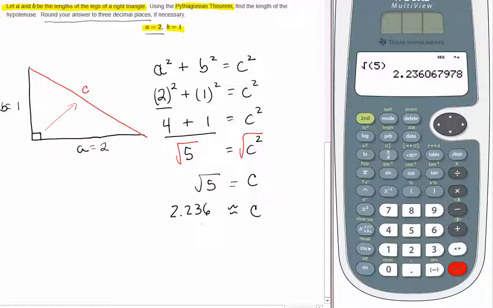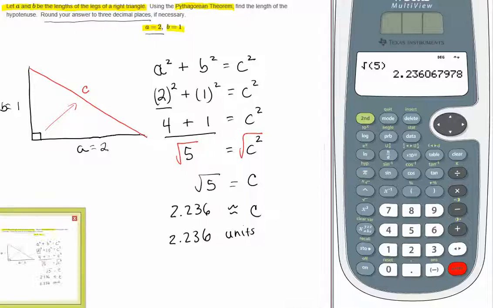2.236. Again, we should put units on it, but it's not giving us the units here. So oftentimes we just list it as a U, 2.236 units. And again, because that next place is a 0, I would leave the 6 as 6. You wouldn't round it up to 7. So there you go.